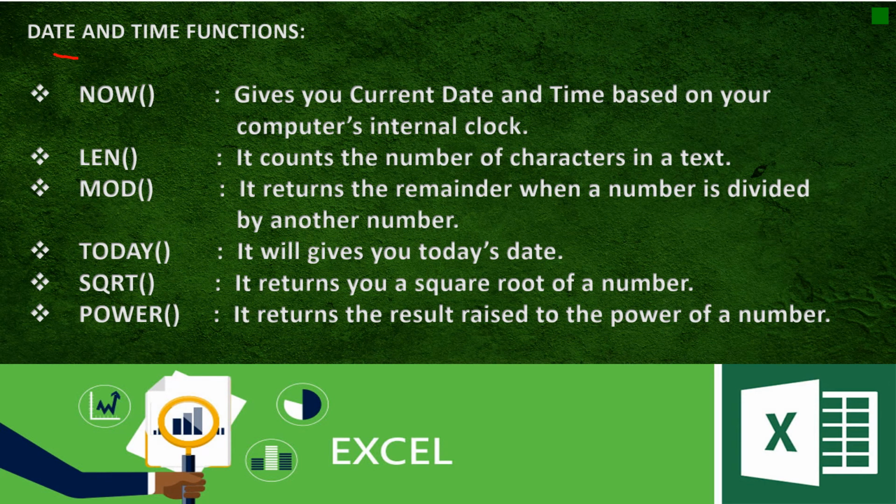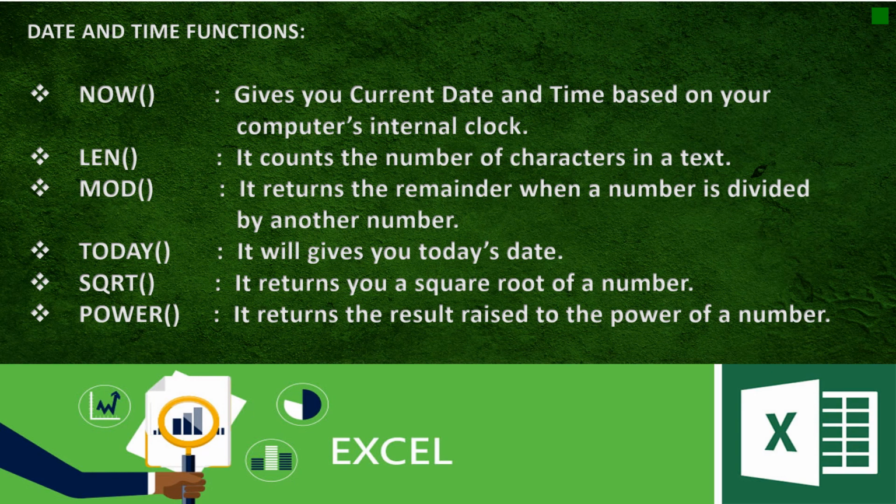So let's talk about date and time functions. Now, length, mod, today, square root and power. Now, it will give us the current date and time based on your computer's internal clock. Whatever time is displayed on your computer system, it will display that time. Next is length. It will count the number of characters in a text. Next is mod. It will return the remainder when a number is divided by another number. Next is today. It will return today's date. Next is square root, to find the square root of a number. Power will return the result raised to the power of a number.